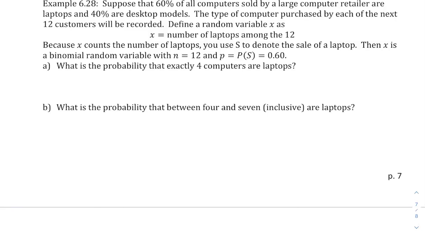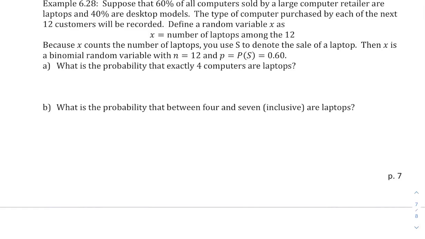So this example, we know that 60% of all computers sold by this large computer retailer are laptops and 40% are desktops. So we just have these two outcomes and we have the type of computer purchased by each of the next 12 customers recorded. And we're going to assume that these customers are making their choices independently. And so our random variable is going to be the number of laptops sold among the 12.